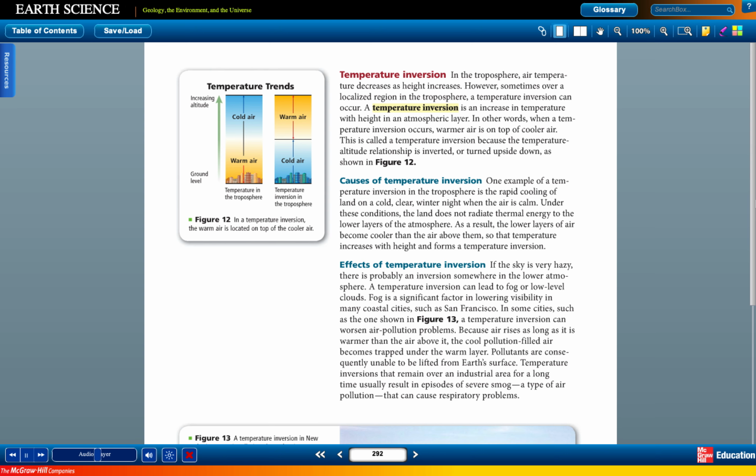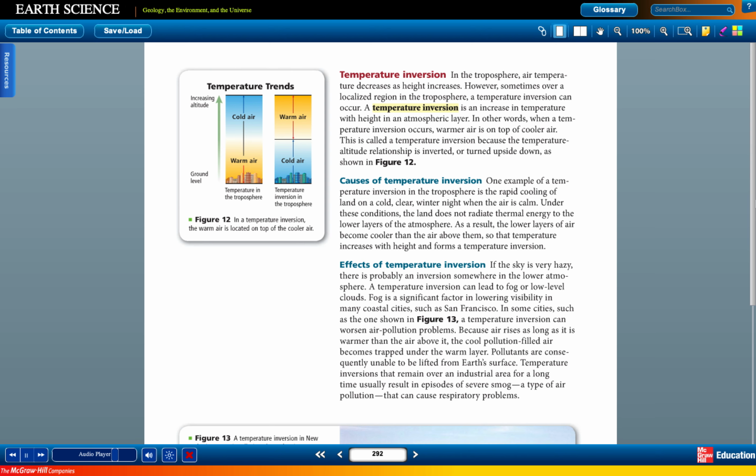Effects of temperature inversion. If the sky is very hazy, there is probably an inversion somewhere in the lower atmosphere. A temperature inversion can lead to fog or low-level clouds. Fog is a significant factor in blocking visibility in many coastal cities, such as San Francisco. In some cities, such as the one shown in Figure 11.13, a temperature inversion can worsen air pollution problems.